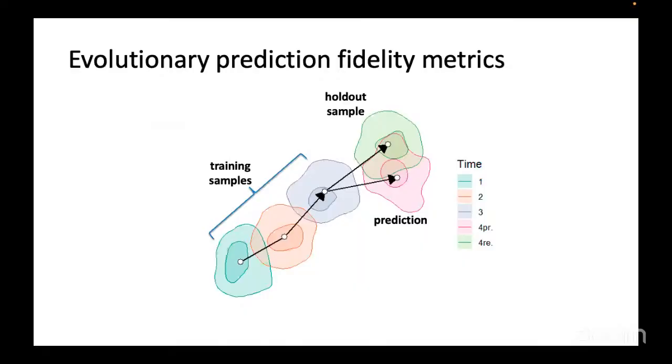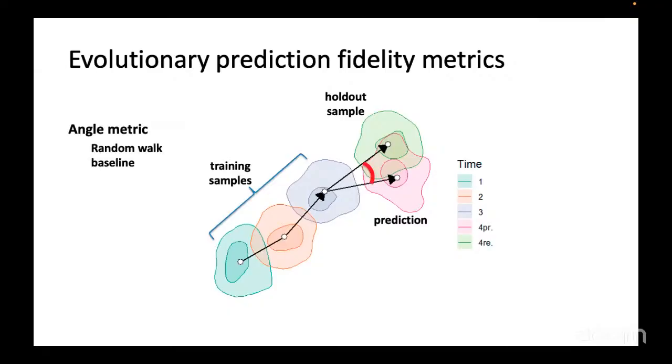I'll give a little more detail about that prediction validation, because I'm going to talk about these metrics a little later on. This is a basic overview of how the prediction evaluation goes. You can see there are three training samples here. These would be the inputs to the inference pipeline. These are supposed to represent population distributions in a low dimensional space. We'll have a holdout sample, which is not part of the inference pipeline. And then a prediction will be made.